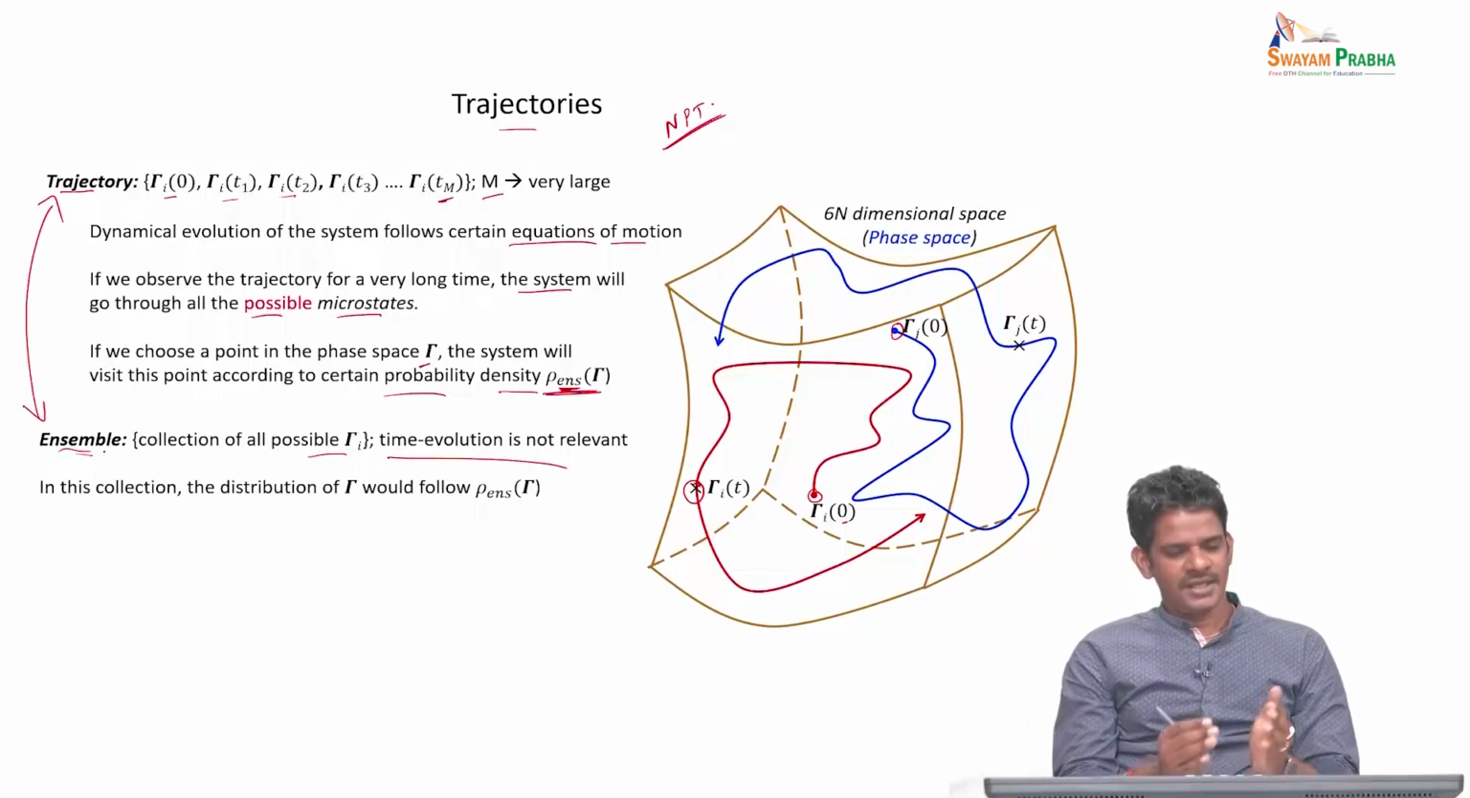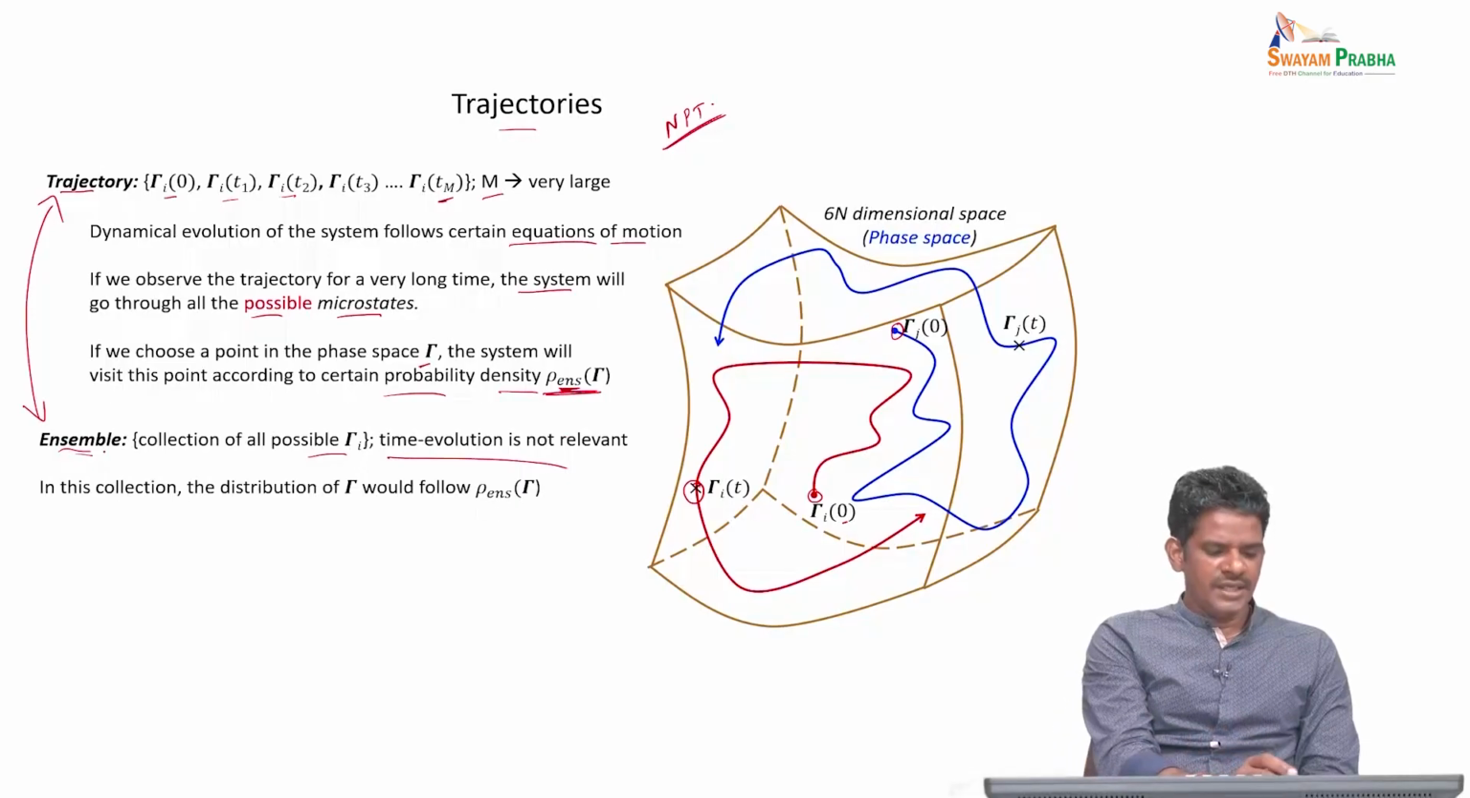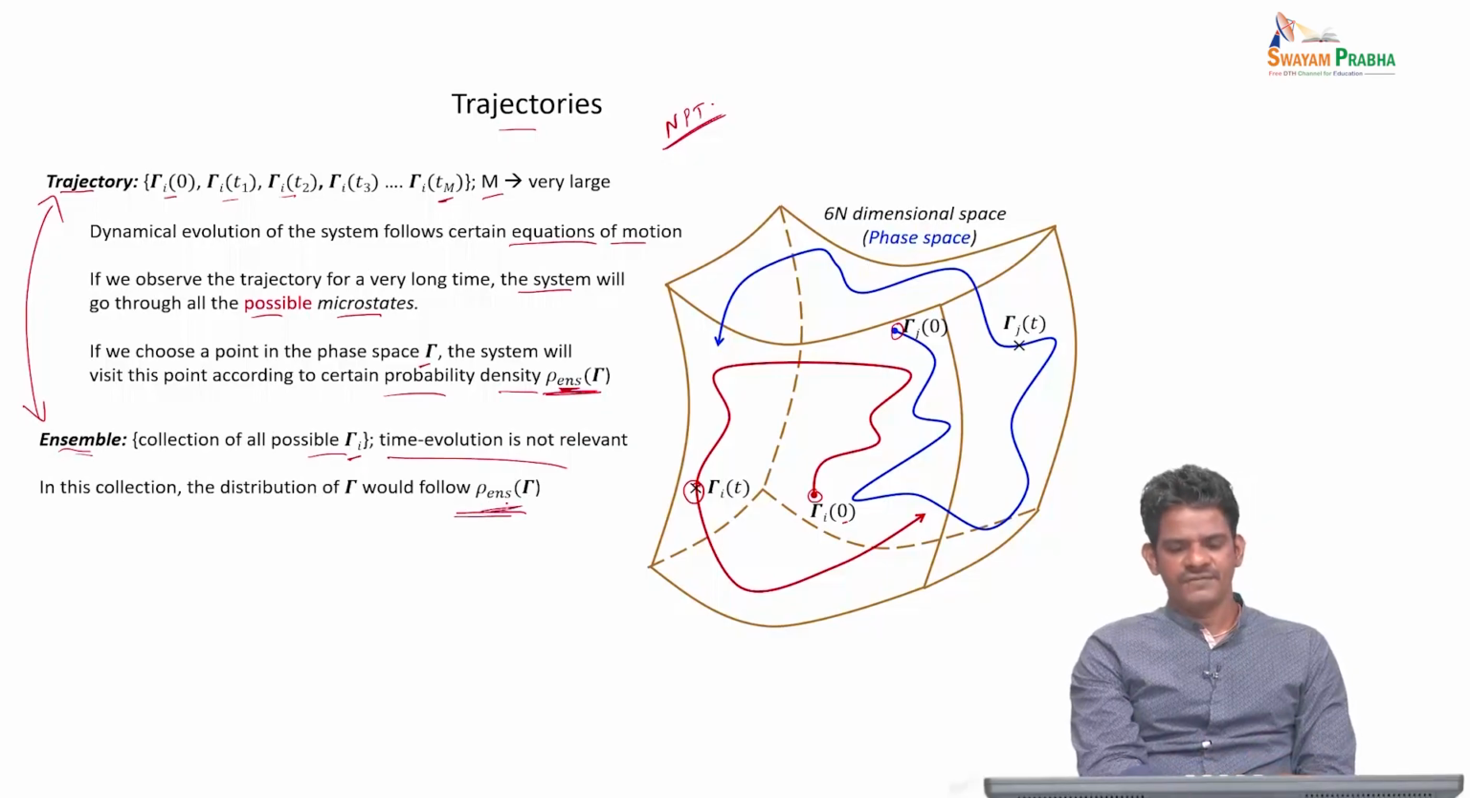So you can imagine in this particular problem that we are talking about, the trajectory and ensemble have a very similar notion. In the trajectory we are talking about microstates evolution in time, whereas in the ensemble we are not talking about time evolution, but some collection of all possible microstates, which is known as ensemble. An interesting thing is, in this ensemble also the microstates, this gamma i, will occur with respect to the same probability density function that would determine the trajectory points as well. So we are talking about the same microstates from two different perspectives.